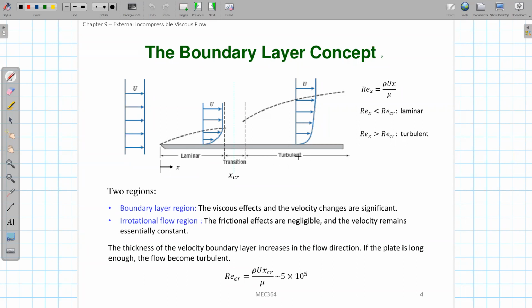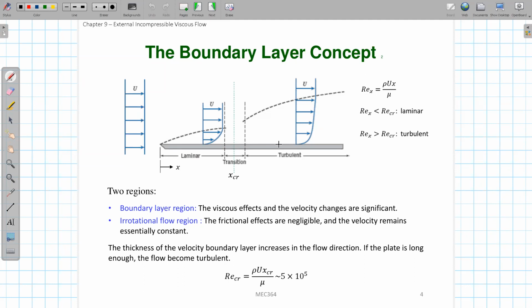At the end we will still introduce the turbulent boundary layer, qualitatively, not quantitatively. We're just talking about the basic fundamental difference between the turbulent boundary layer and the laminar boundary layer.